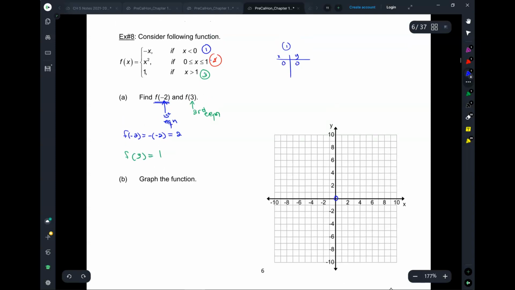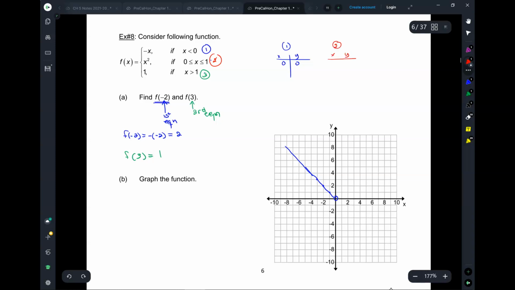And look, this is negative x. It's basically a line sloping down with a negative 1 slope, right? So if you can figure out that that's what that looks like, please, this is Precalc Honors. I want you to be able to do that. If not, plug in another point. Okay? All right, number 2.